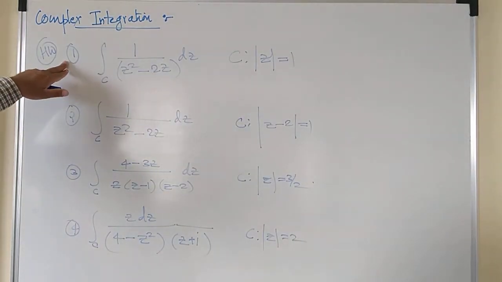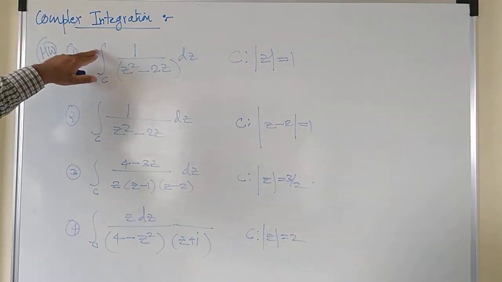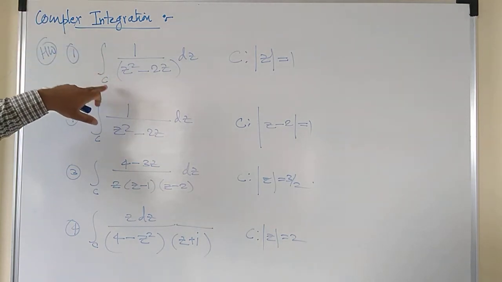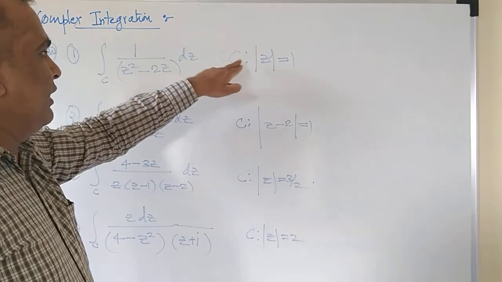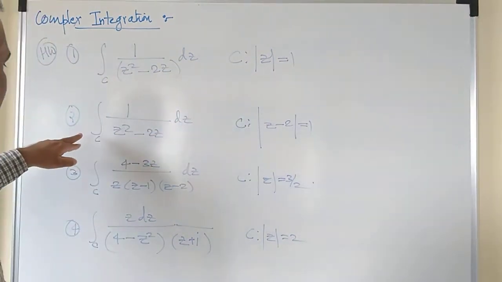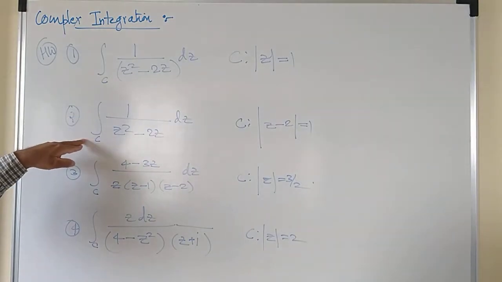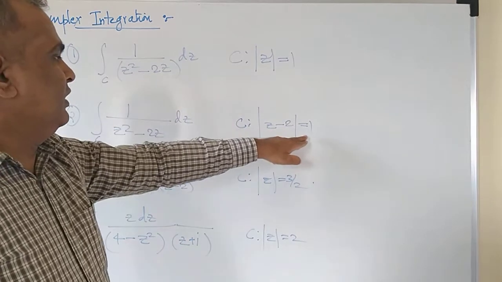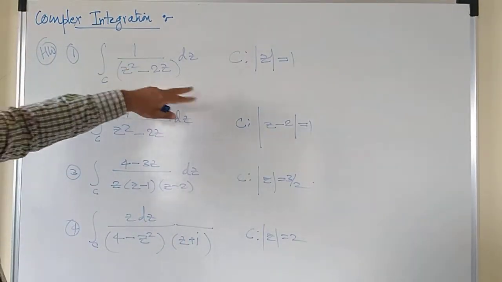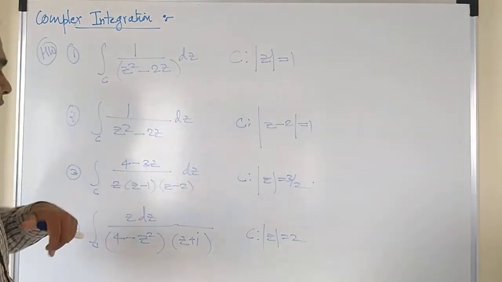So the homework problems are, there are four homework problems. First, the integral over the contour C of 1 upon z square minus 2z dz, and the contour equation is mod of z equals 1. Second, the integral over the contour of 1 upon z square minus 2z dz, contour equation is mod of z minus 2 equals 1. Both are quite the same, only the difference is in the contour equation.